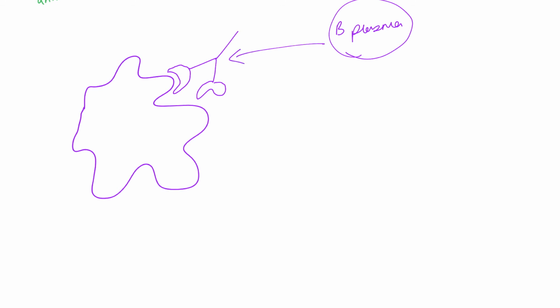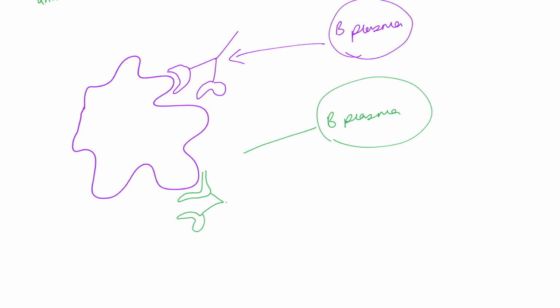But that doesn't mean that there can't be another kind of B plasma cell that's also triggered to be produced through clonal selection and expansion and mitosis. And this B plasma cell might produce a different antibody that has a different variable region that's capable of binding onto this area of the antigen.